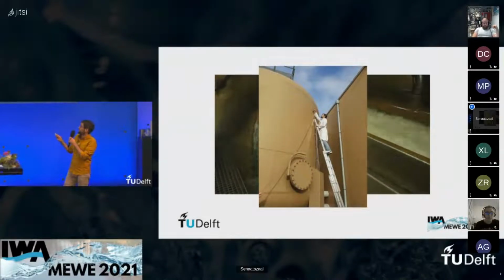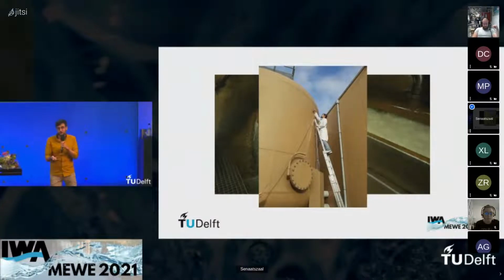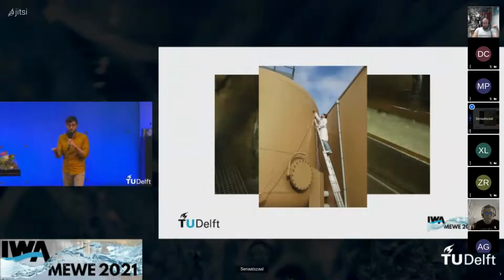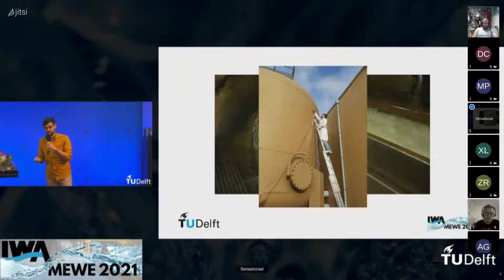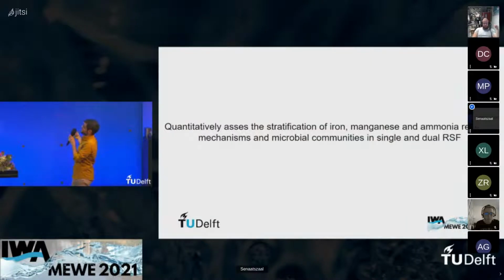So what I wanted to see is where do the reactions happen in the filter, and how do they happen? Which microbial communities catalyze these reactions? That is what I tried to do: quantitatively assess the removal of iron, manganese, and ammonia, and which microbial communities drive this removal. And I did it in two different process schemes. One is a plant that uses only one single sand filter, and another that uses two sand filters, with almost identical concentrations in the influent water.